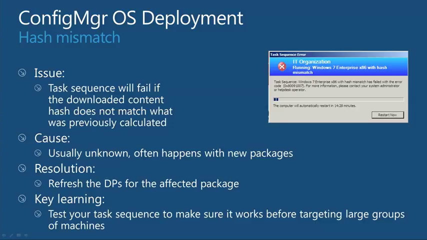Well, let's say you push this task sequence out to 200 machines. And the particular package that has a hash problem is the operating system image. Guess what's going to happen? You're going to have 200 machines in Windows PE with an error message on them and no way to recover them except for manually trying to clean up the mess. So definitely try each task sequence on a small number of machines before you push it out to a large number of machines to make sure you're not going to run into this with large-scale deployments.